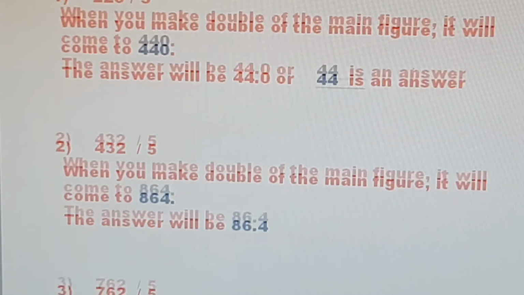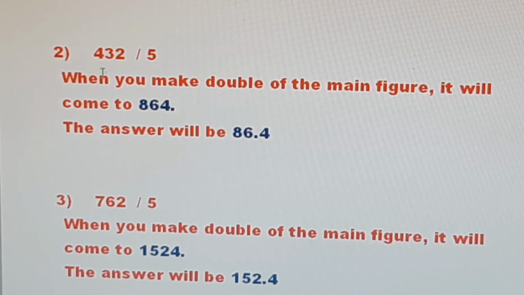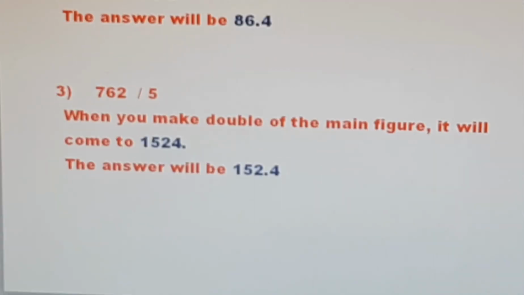Now we will go for another example. 432 divided by 5. You have to double the figure. Who will tell me the double of 2? Right, 4. Double of 3 is 6, and double of 4 is 8. So your answer is 86.4. You have to put the decimal point after the first figure from the right-hand side.